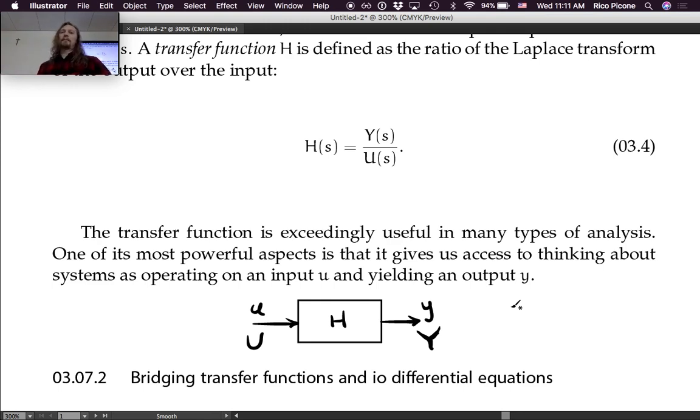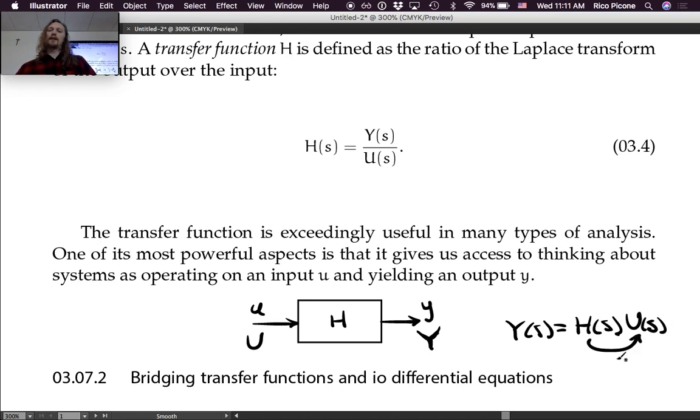And that is pretty apparent when you see that if you rearrange this equation up here, we have that y of s equals h of s u of s. So h operates on u and gives us y. So that's the way that we think about it. And that's really all that we're going to do with the concept of a transfer function for now.